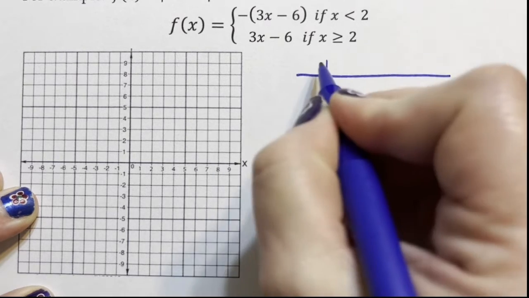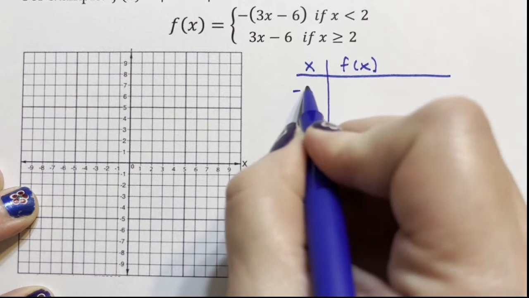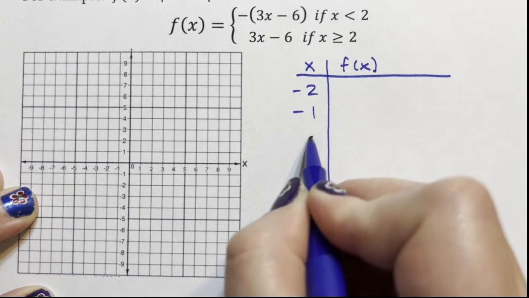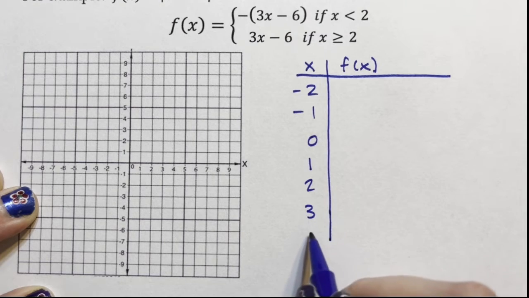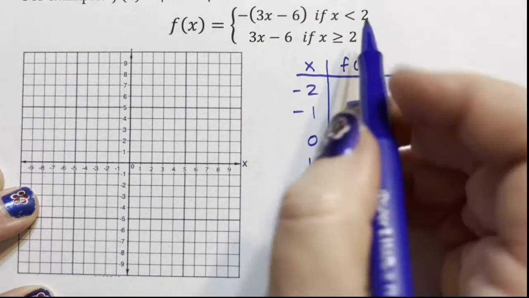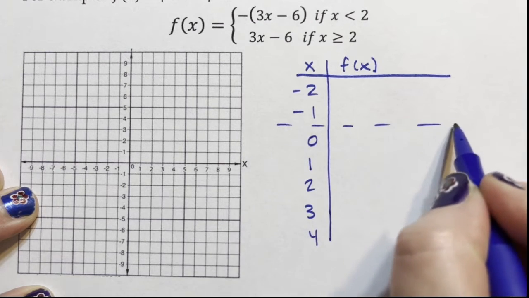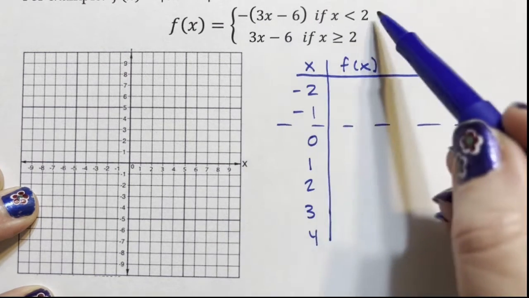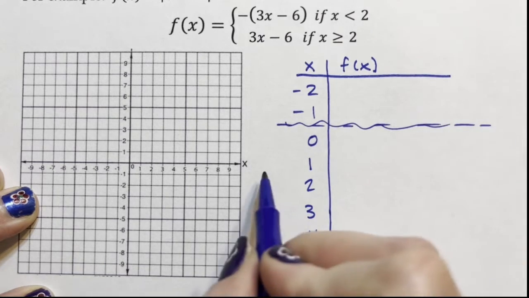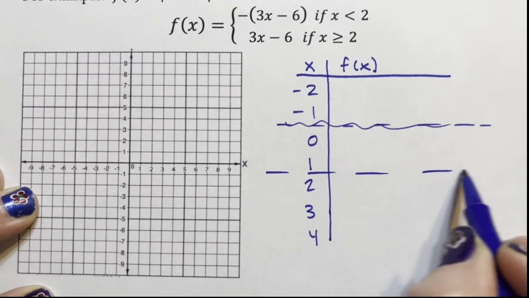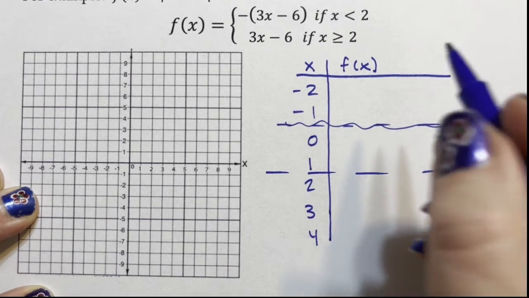So I am going to do x and f of x, and I'm going to do -2, -1, 0, 1, 2, 3. Maybe I'll do 4. I'm going to break it off right here because that's going to be the split off between less than 2 and greater than or equal to 2.